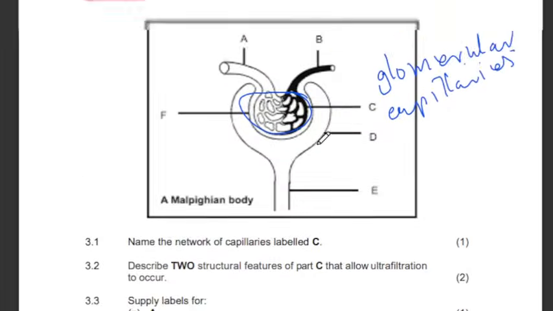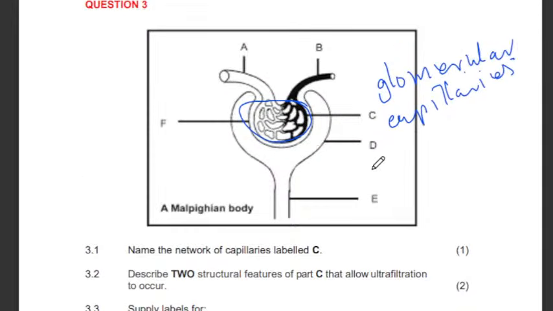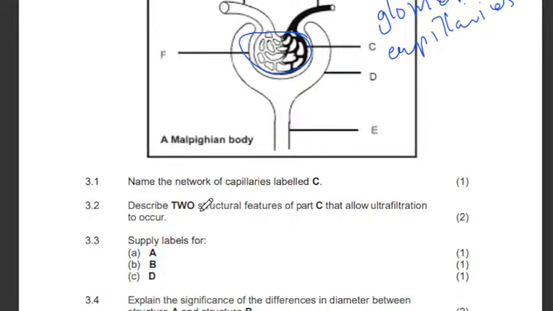And then they are saying: describe the structural features of part C that allow ultrafiltration. If you're using my book for distinction material, you will see that everything is there. Basically, the walls are thin, which means that it allows easy diffusion over a short diffusion distance.